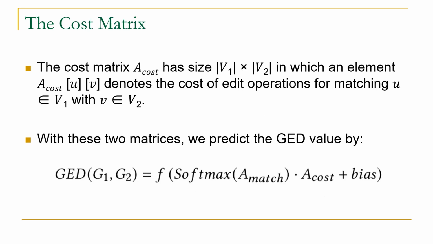The cost matrix A cost is generated by another cross matrix module. In this matrix, an element A cost UV denotes the cost of edit operations caused by the node pair U and V. Combining the matching and cost matrices, we can predict the GED value using such a formula.